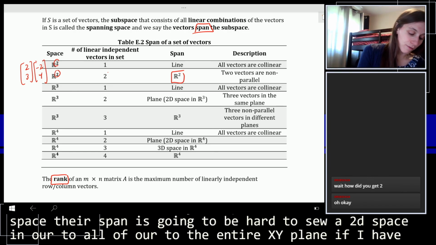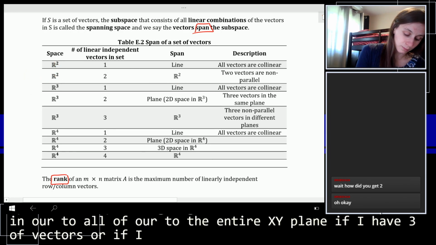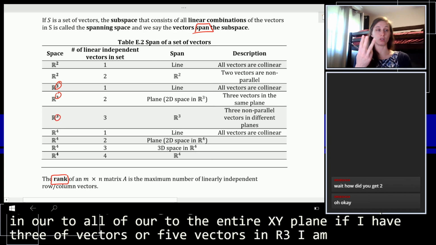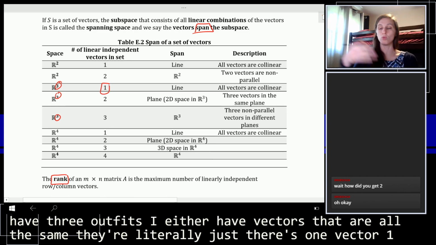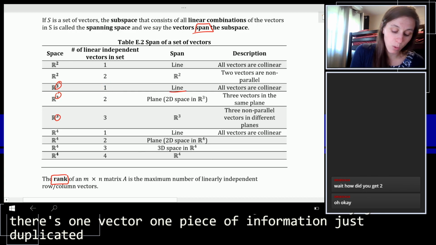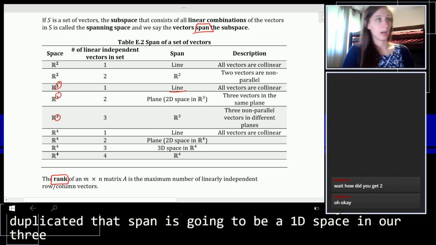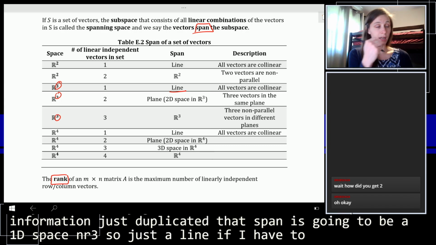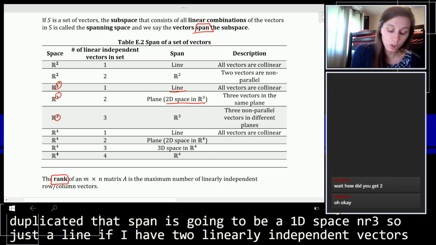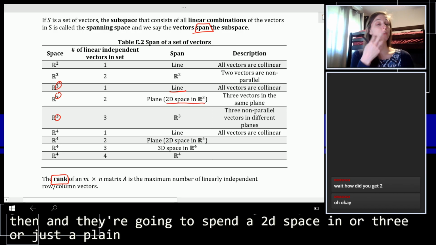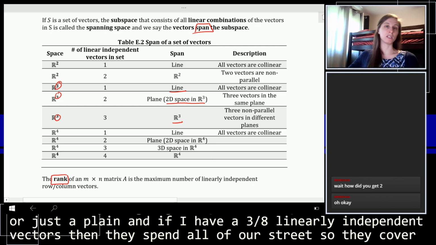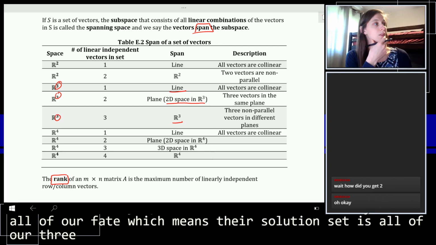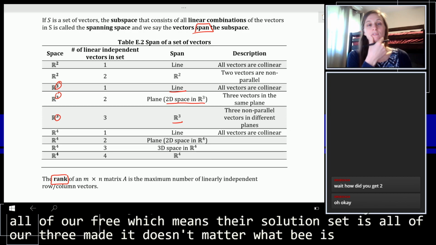If I have 3 vectors, or if I have vectors in R3, I have 3 options. I either have vectors that are all the same. There's literally one vector, one piece of information, just duplicated. That span is going to be a 1D space in R3, so it's just a line. If I have 2 linearly independent vectors, then they're going to span a 2D space in R3, or just a plane. And if I have 3 linearly independent vectors, then they span all of R3. So they cover all of R3, which means their solution set is all of R3. It means it doesn't matter what B is, I can have a solution.